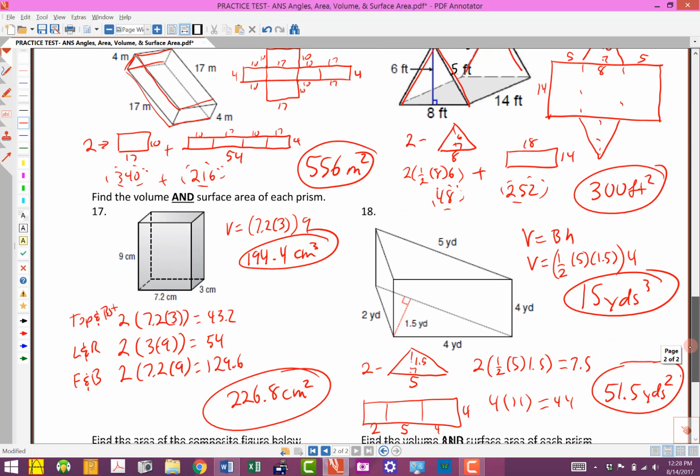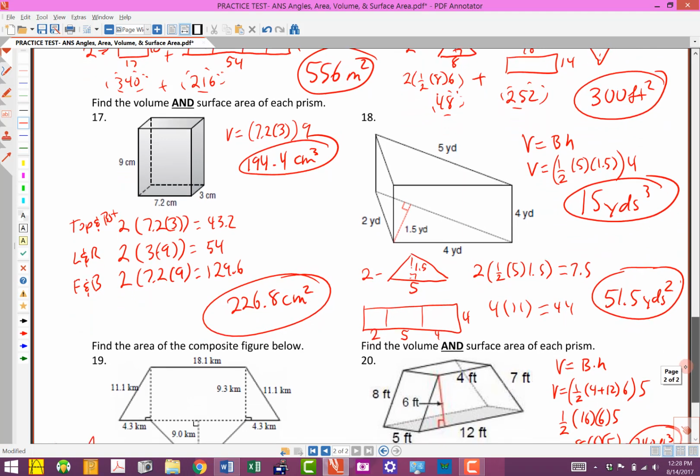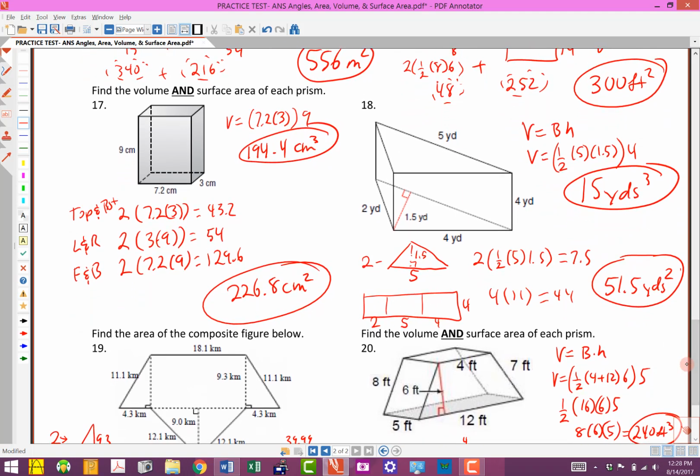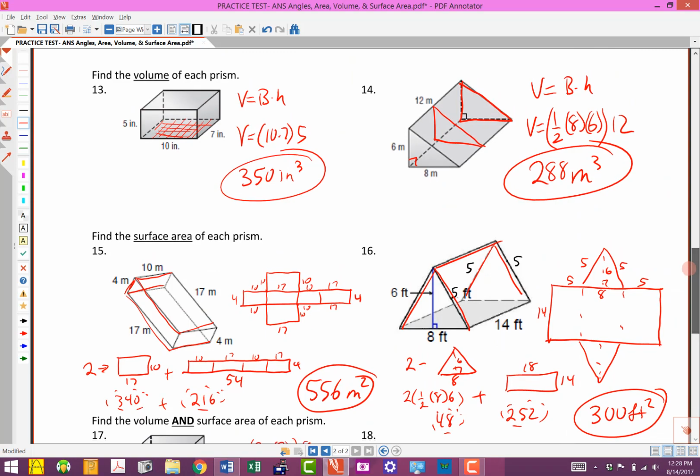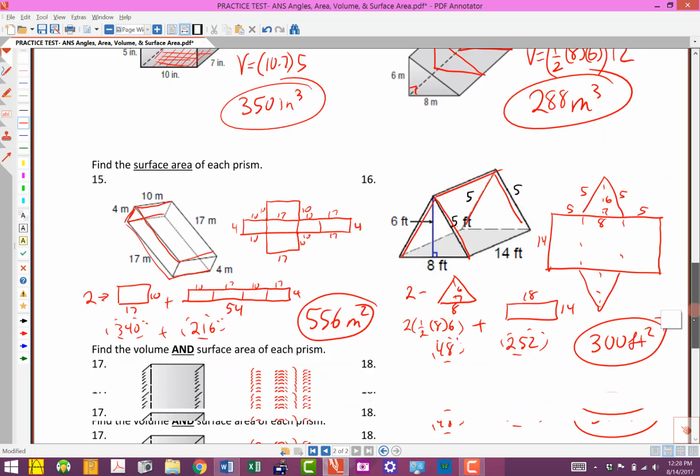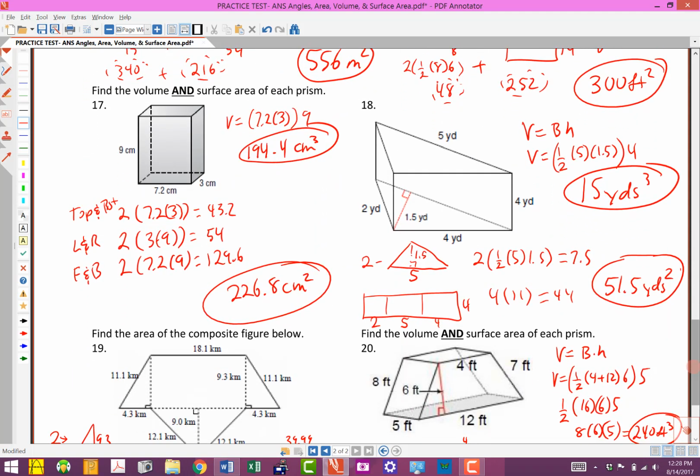Okay? All right. These next 2, now I will tell you this. I think the test on this is actually a little bit shorter, maybe a little bit easier than what the practice test is here, because we've done some volume up here on 13 and 14. We've done some surface area on 15 and 16. So let's take a look at number 17 and 18.